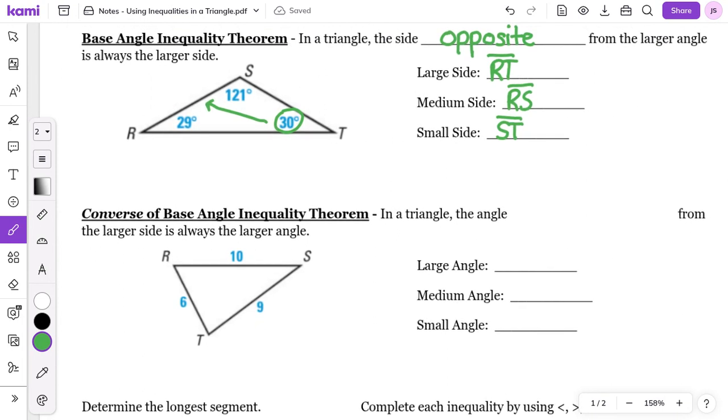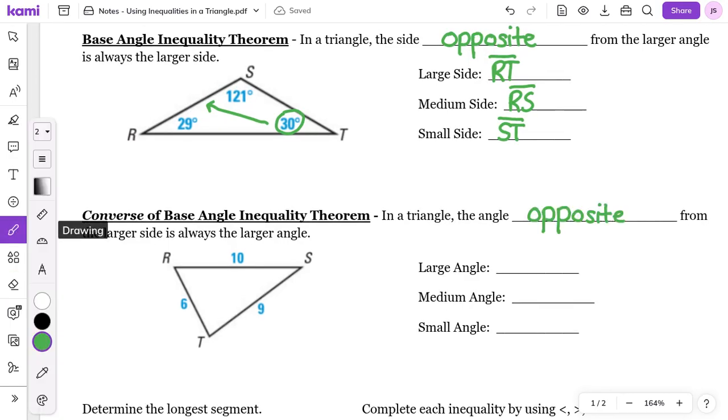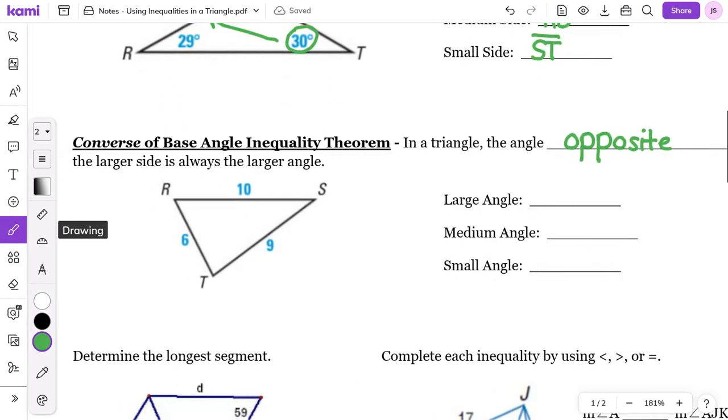We can use the theorem, we can also use the converse, right? Which is just the opposite order. So in any triangle, the angle that is opposite the larger side is always the larger angle. So we're just going to work backwards.